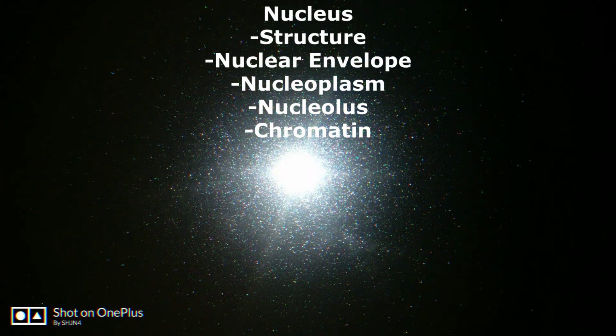Chromatin. The interphase nucleus contains a loose, extended, and diffused network of nucleoprotein fibers called chromatin. These are named so because of their ability to get stained with certain basic dyes. Chromatin fibers condense to form chromosomes. Chromatin is essentially composed of DNA and basic proteins called histones.